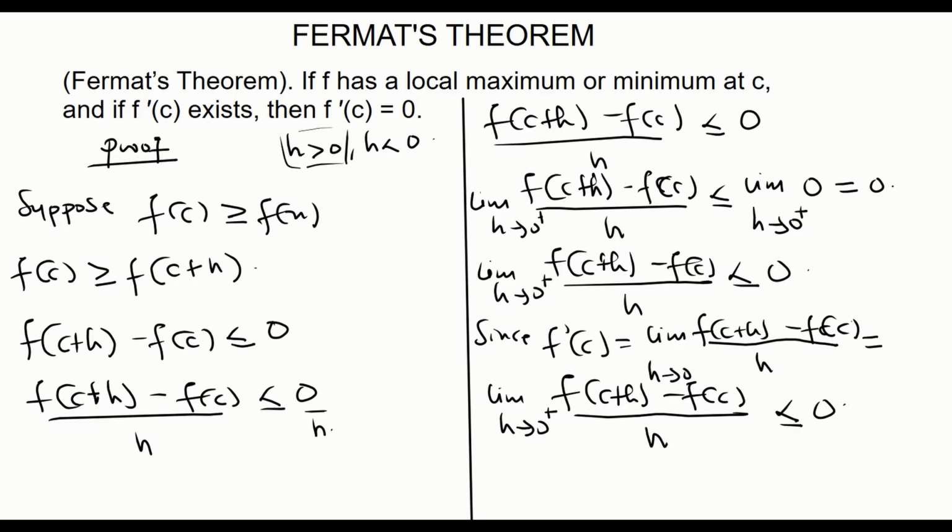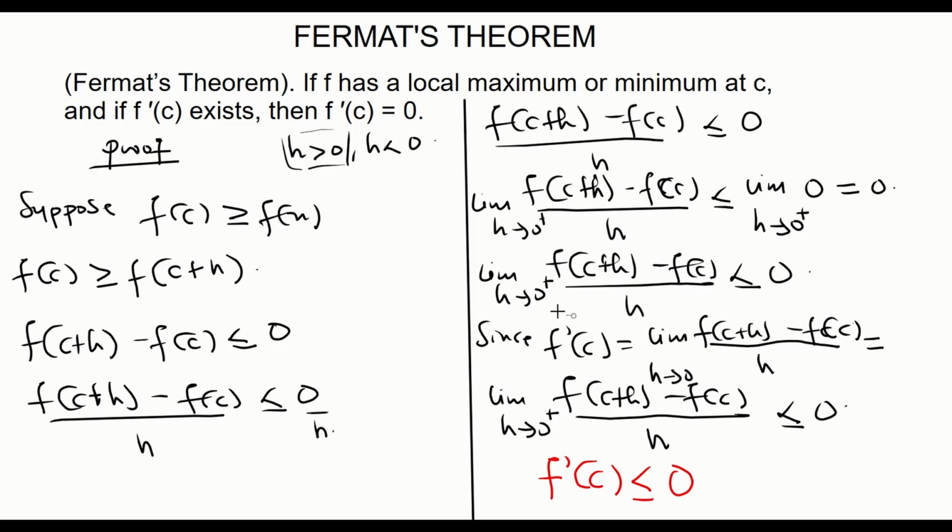And what does this mean? This is telling me that my first derivative of the function at c is less than or equal to 0. So we have now proved that the first derivative of the function at c is less than or equal to 0. Now let's reconsider the fact that h is less than 0. Earlier we took h greater than 0, so let's take the other part where h is less than 0.